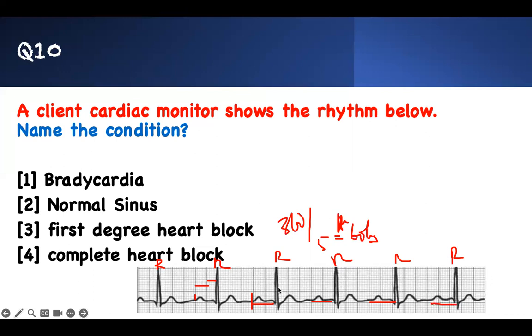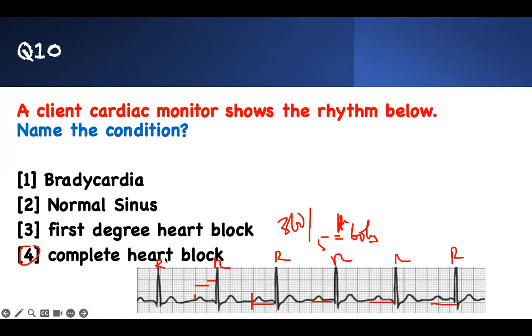So, test taking skills: it's not complete heart block. In complete heart block there's no relationship between the atrium and the ventricle. The ventricle is doing its thing, the atrium is doing its thing. Here there's a relationship, atrium and ventricle, atrium and ventricle. So this cannot be that answer.